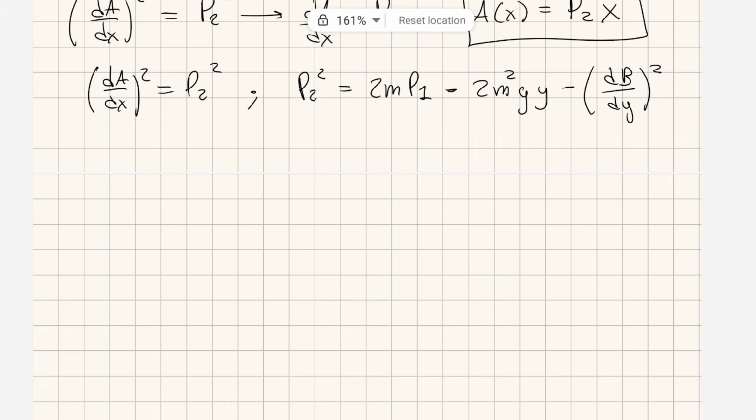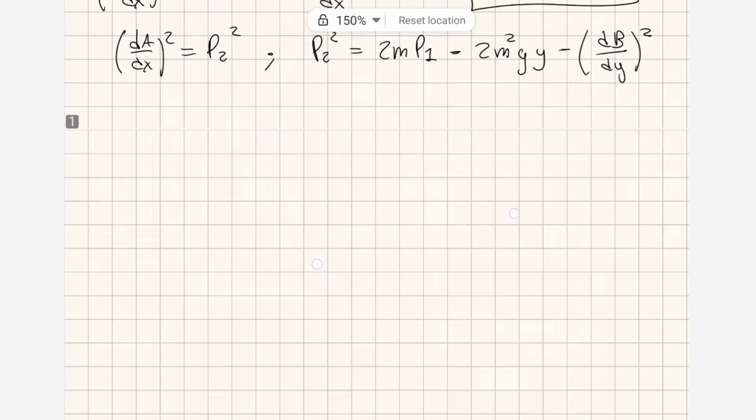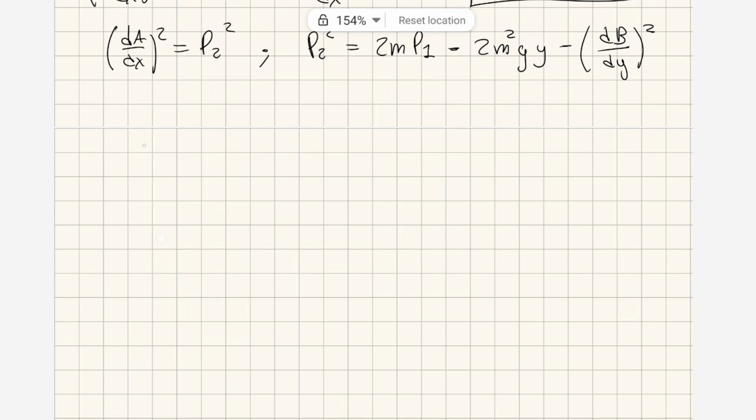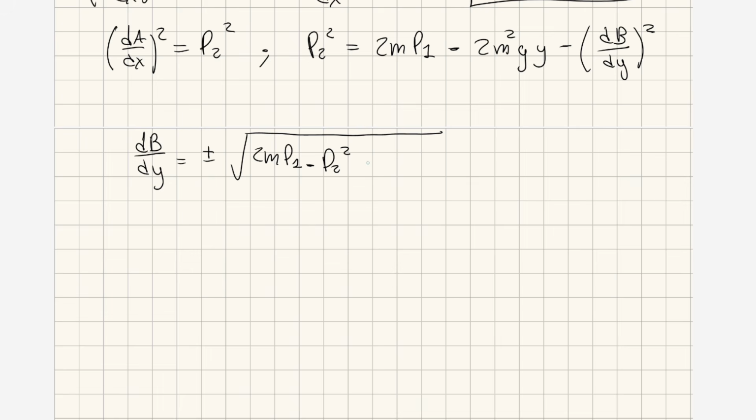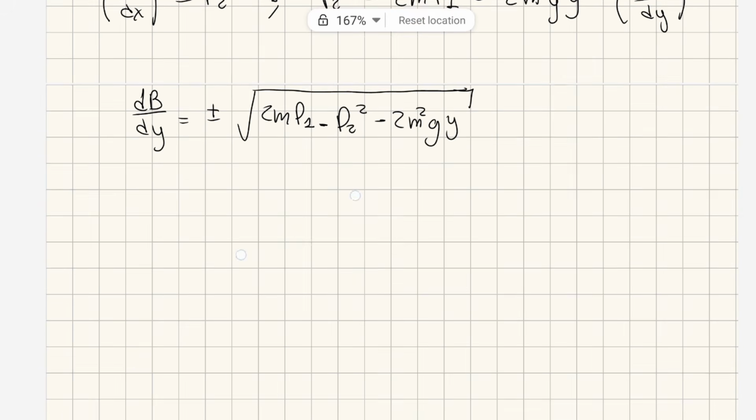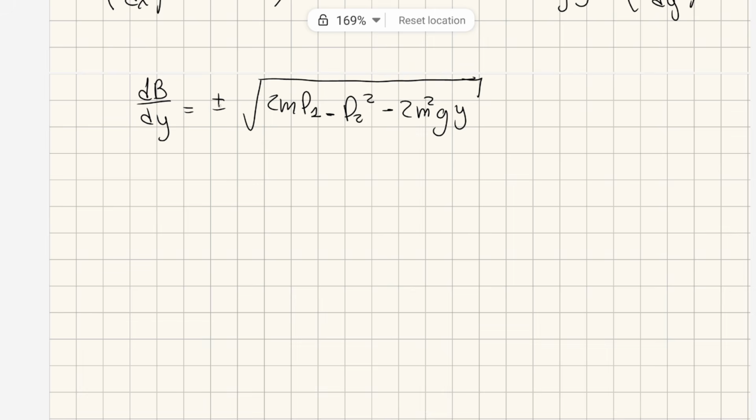So now we are interested in finding a solution for the derivative of v with respect to y. If we work a little bit, we get that the derivative of v with respect to y can be seen as plus minus the square root of 2m p1 minus p2 squared minus 2m squared gy. The thing here is that we do not have to care about these two signs. We can only choose one, since we are looking for one solution. So there is no problem if we just take into account the positive solution.